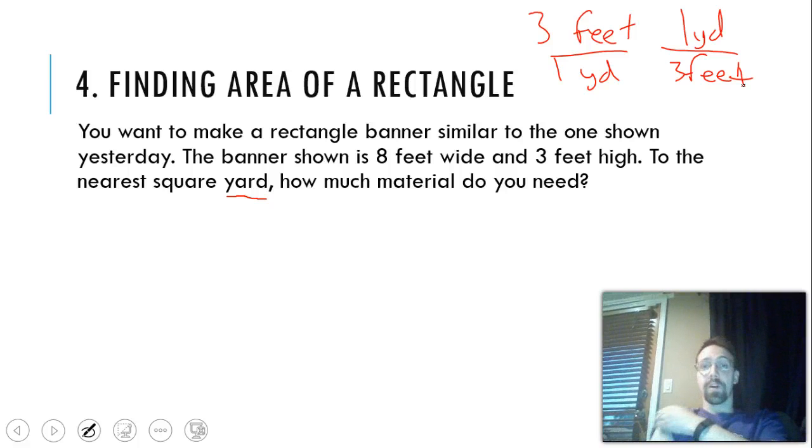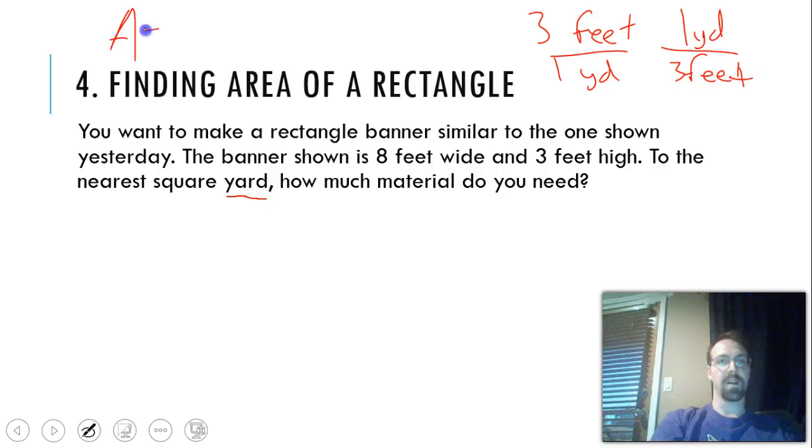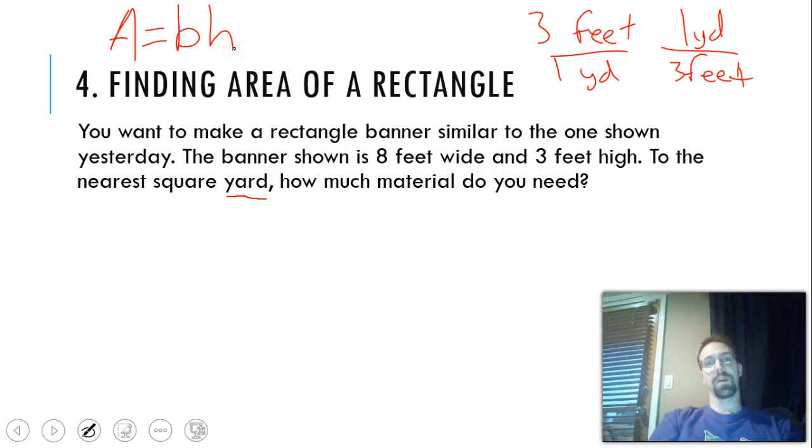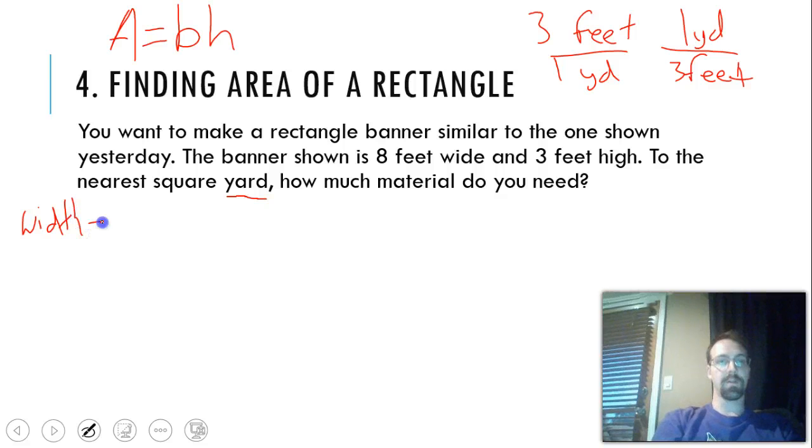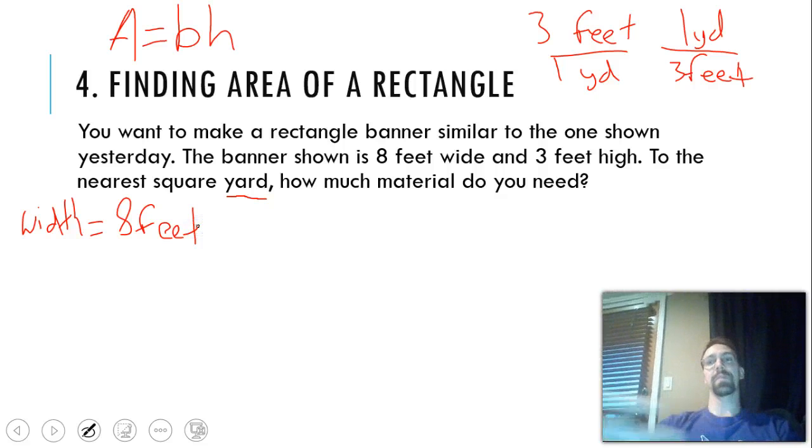So I'm going to convert both that 8 feet wide and 3 feet high into yards, because right now they're both in feet. My area of a rectangle, we remember from yesterday, is area equals base times height. So first let's go ahead and worry about the base. So that's my width. So my width right now is 8 feet. So I want to convert so that I eliminate feet. That means I want my feet unit on the bottom. So I'm going to use this one here.